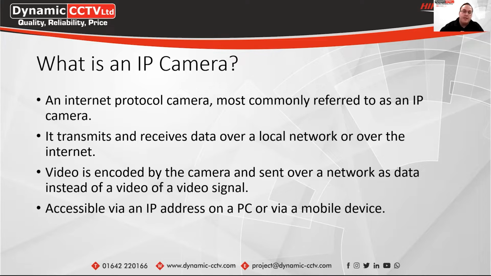This helps when you've got a site that's more susceptible to video interference, whether it be high voltage lines that could affect standard TVI cameras with standard transmission. IP transmission is less susceptible to that, because it is actually data transmission, not video as such, that's going down the cable. And with the IP cameras, they're accessible via an IP address.